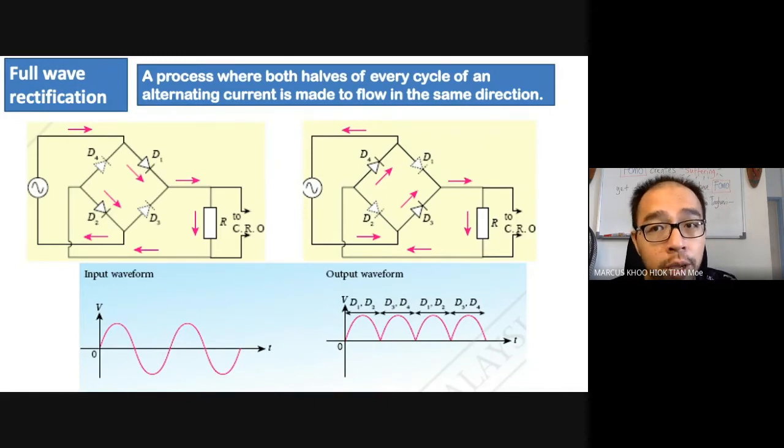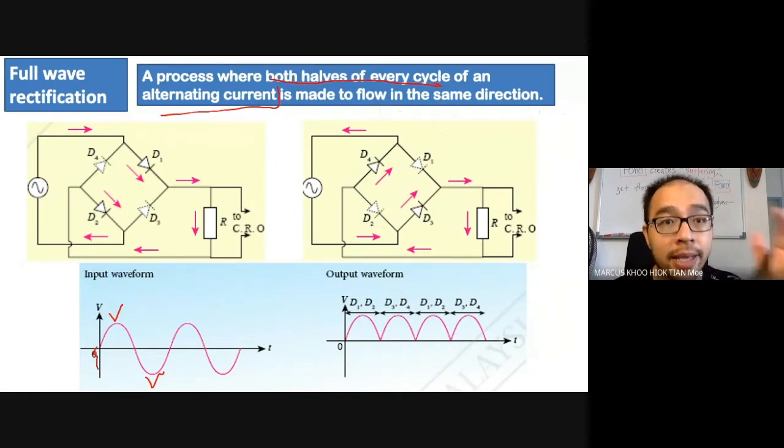So a full wave rectification is a process where both halves of every cycle of an alternating current is made to flow in the same direction. Okay, so full wave, that means ini pun kena rectify, ini pun kena rectify. Remember the half wave rectification, only the top half is rectified. Okay, only the first cycle, okay, flows in the same direction.